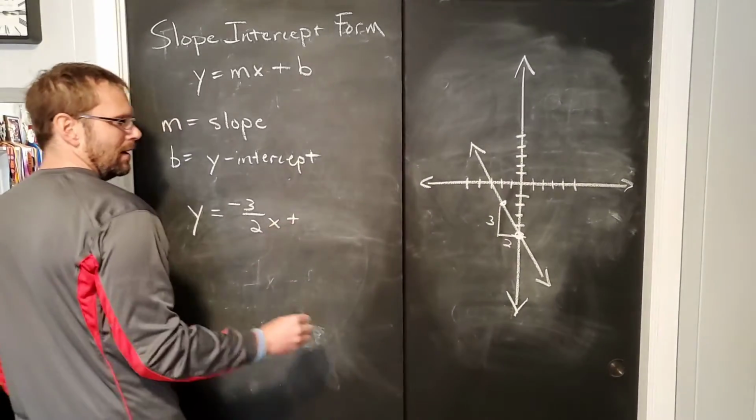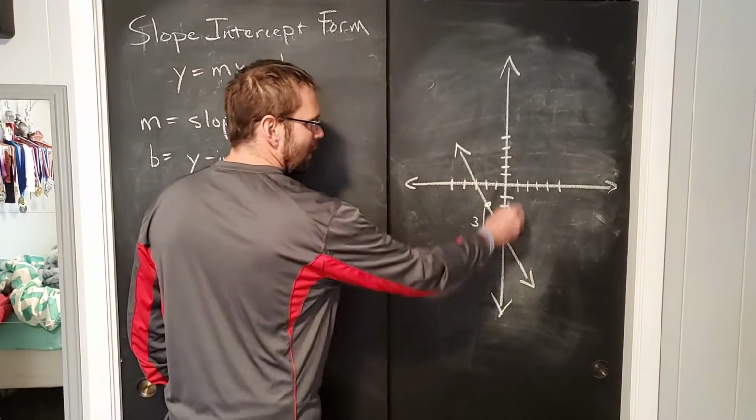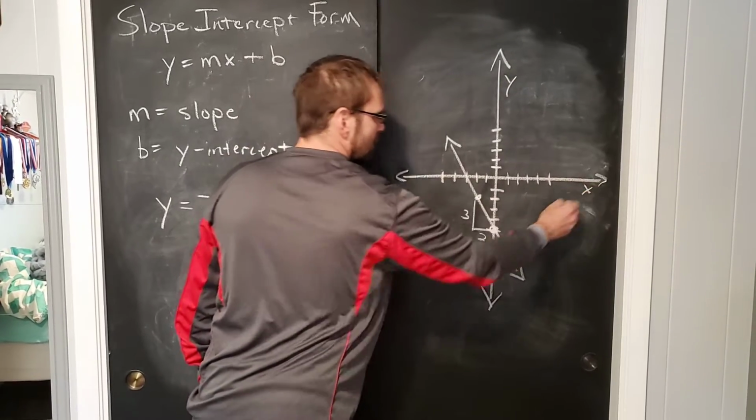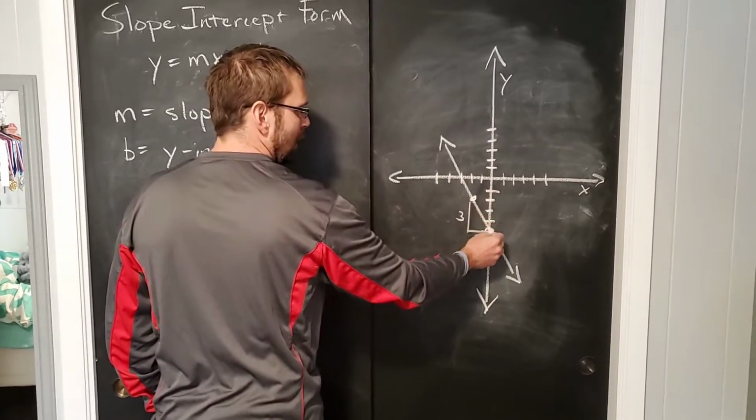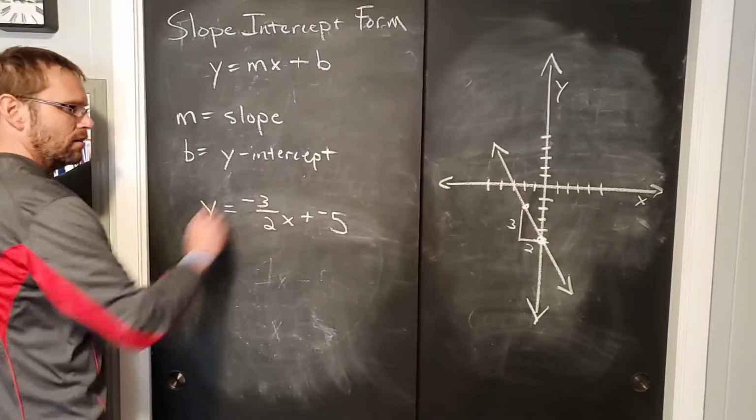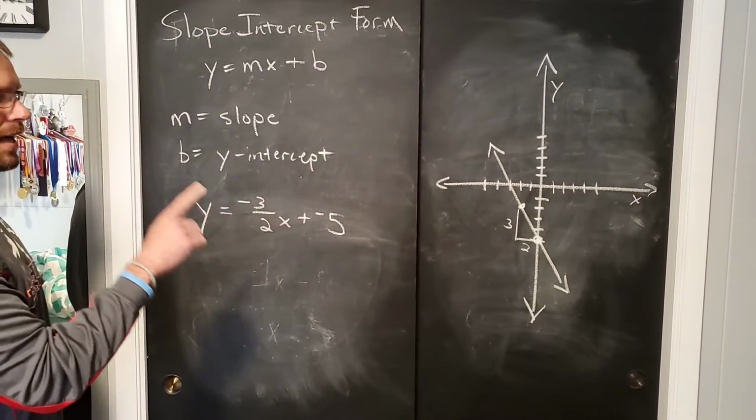Plus, I have a dot right here on my y-axis. This is my y, this is my x. 1, 2, 3, 4, 5. Negative 5 is my y-intercept. So this right here is the equation of that line.